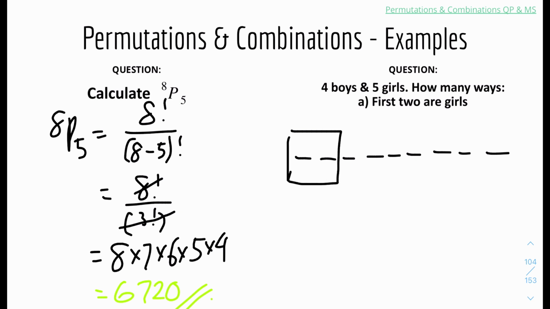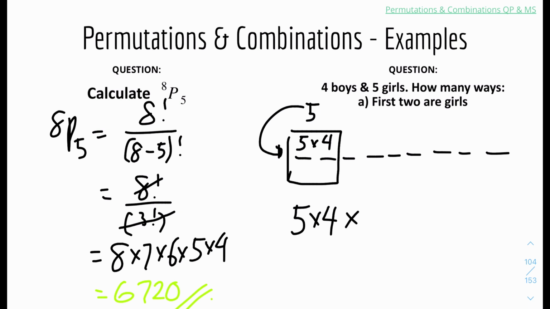There are 5 girls, and the first 2 have to be girls. So we have to somehow put 5 girls into 2 spots to find the permutation. The first choice is that you can put any of the 5 girls right here, and after putting one, you have 4 girls left. So you times by 4. That's basically 5P2, so 5 times 4.